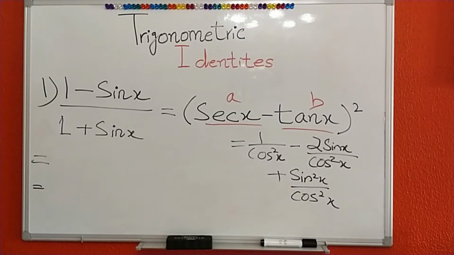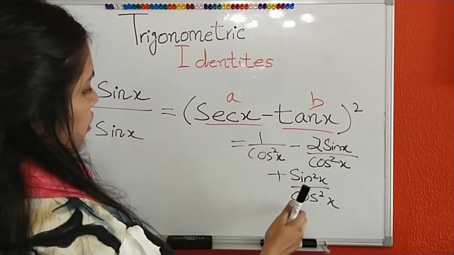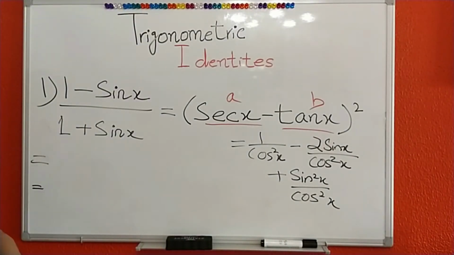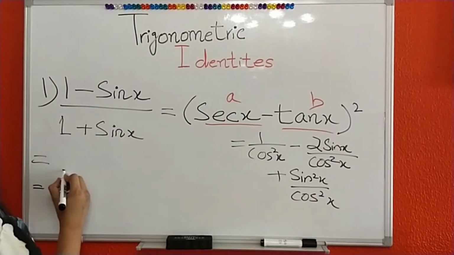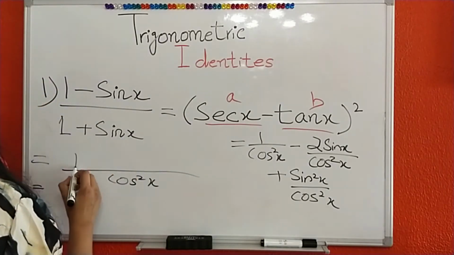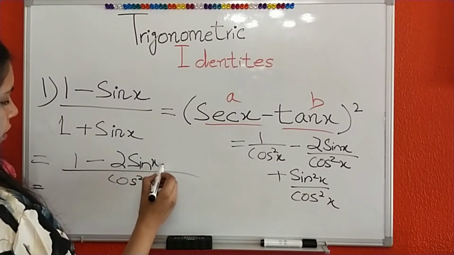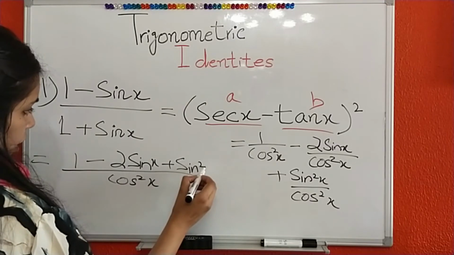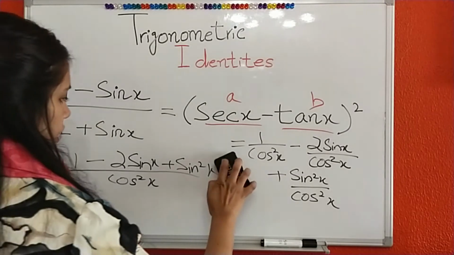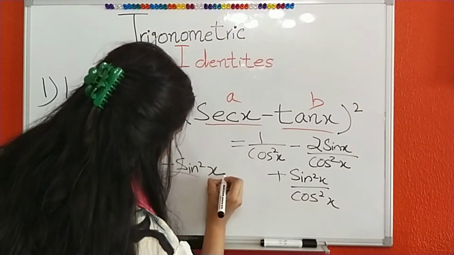As you can see, the denominators of these three values are the same, so I am taking the LCM. The LCM in the denominator is cos square x, and in the numerator it is 1 minus 2 sine x plus sine square x. Now I need to write it a little bit clearer.